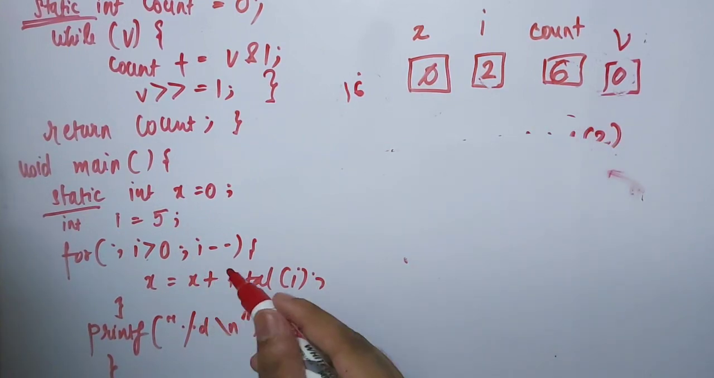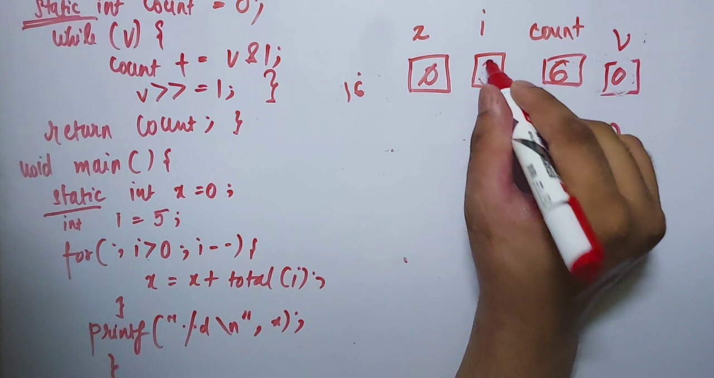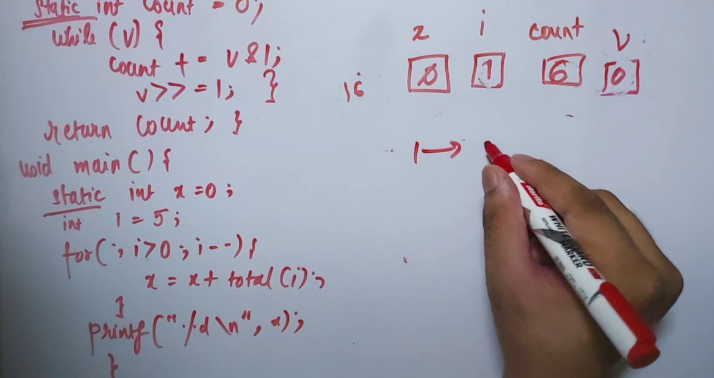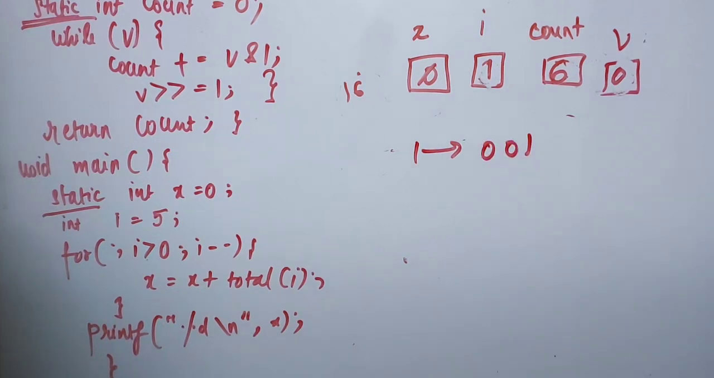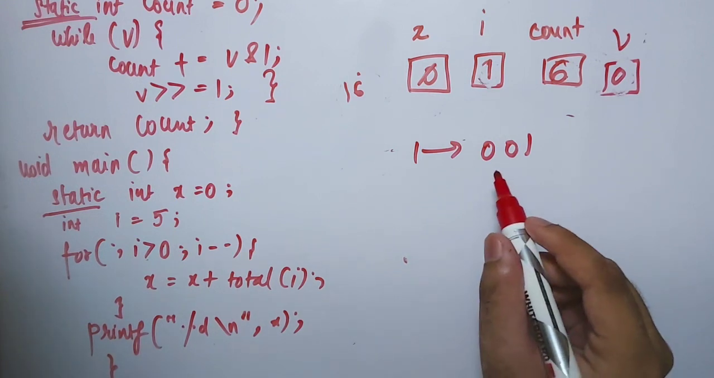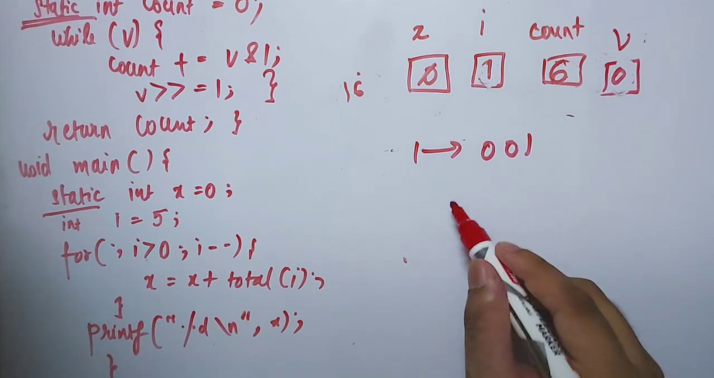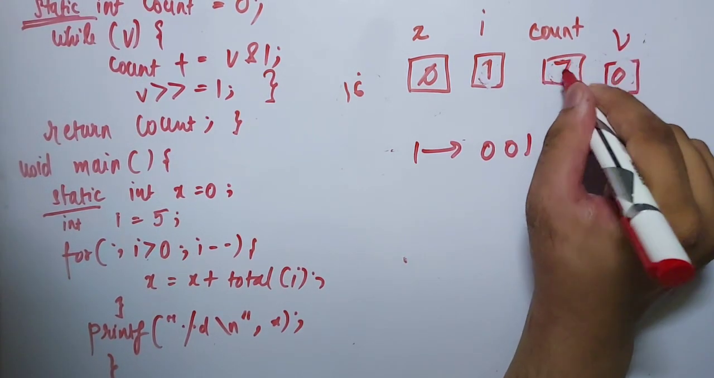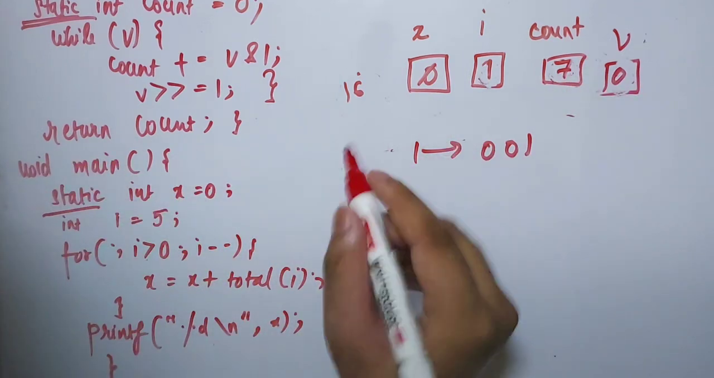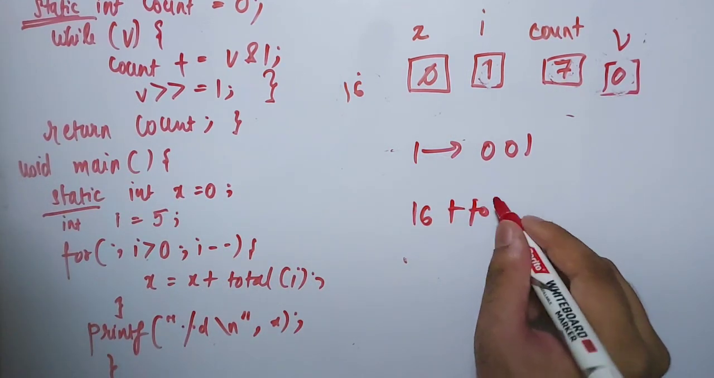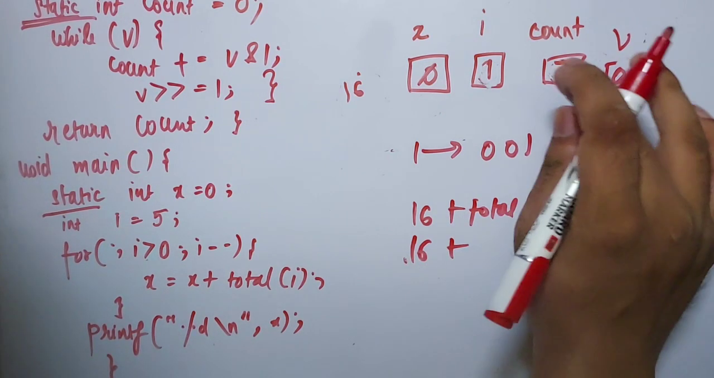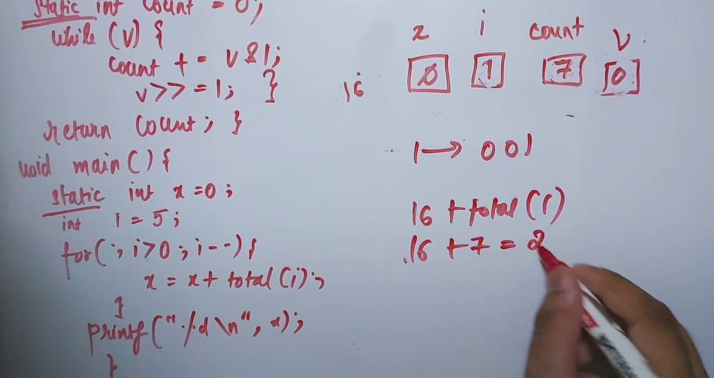Now I is decrementing, so I gets value 1. Now if you'll see, 1's binary representation is 0 0 1. If you will see the total function, it's counting the number of ones, and in the binary representation of 1 there is only one 1, so count only gets incremented by 1, so count gets value 7, and at last it will return the value of count. So 16 plus total of 1, that was the initial call, will be returning the value of count, which is 7. 16 plus 7 is 23.